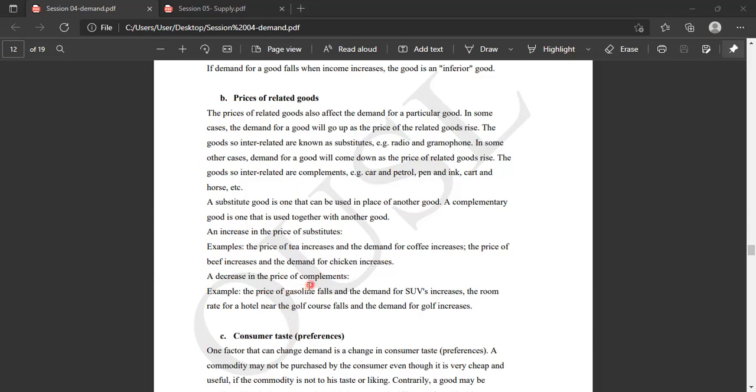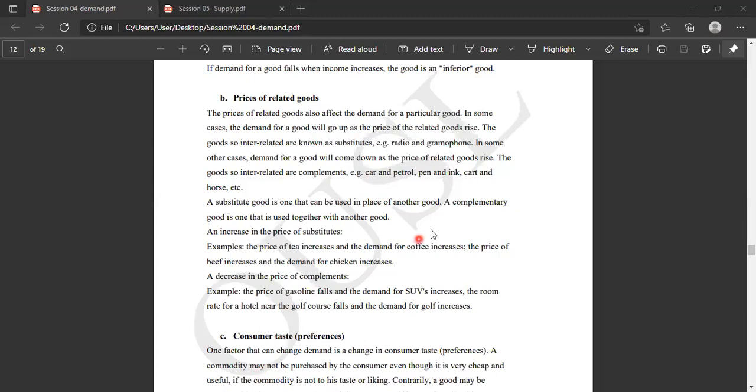A decrease in the price of complements. Example, the price of gasoline falls, the demand for cars increases. The room rate for hotels near the golf course falls, the demand for golf increases. Many examples you can see. So, summary: price of related goods include complements and substitutes. Substitutes are the products that give similar satisfaction. There is a positive relationship between the price of a substitute and demand of a product. And there is a negative relationship between the price of a complement and demand of a product.